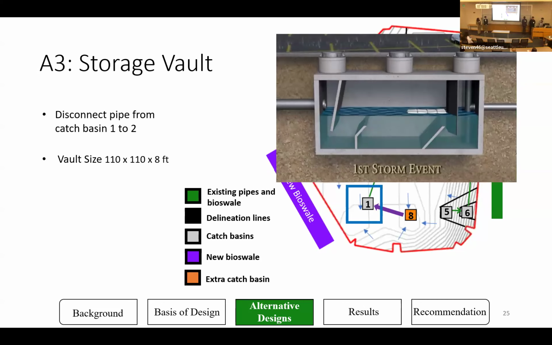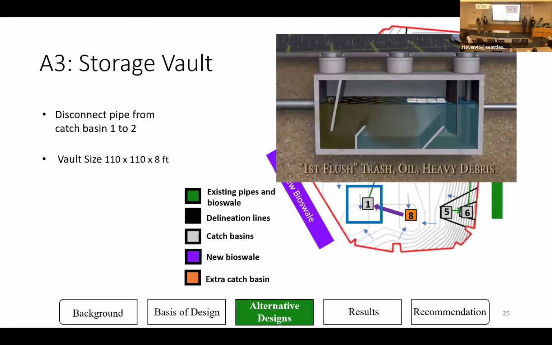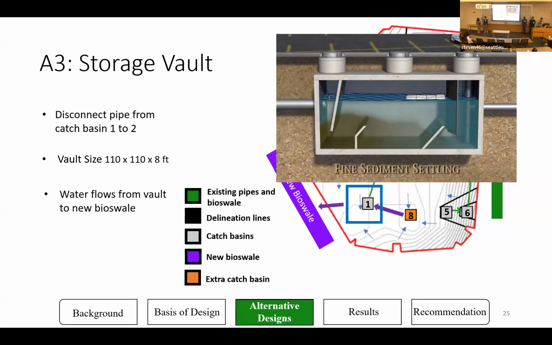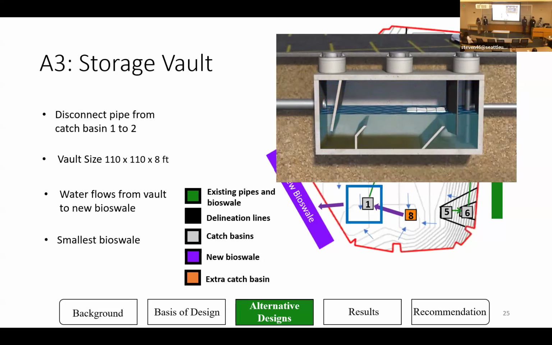Here's a video of how the storage vault will work. During a storm event, water collected from catch basin 1 will flow into the storage vault, and as time passes, settlements will be gathered at the bottom of the vault and clean water will be drained out slowly to the new bioswale. This will reduce the peak outflow in our drainage system. As a result, this design will have the smallest bioswale size out of the 3 alternatives.